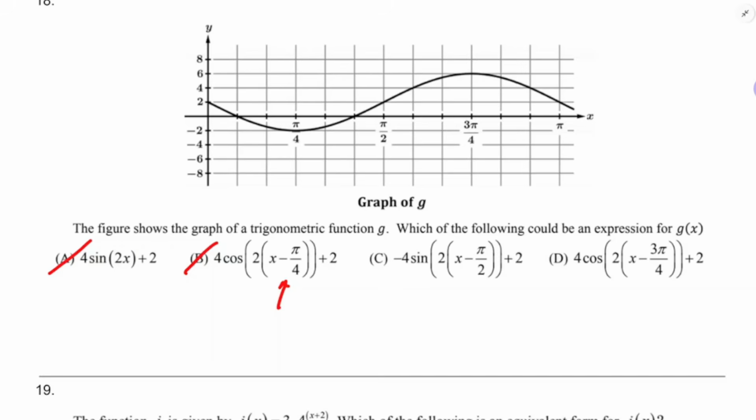-4 sine of x minus pi over 2. Here I'm in the middle going up. That would be positive sine. So that one's wrong also, so it must be D.